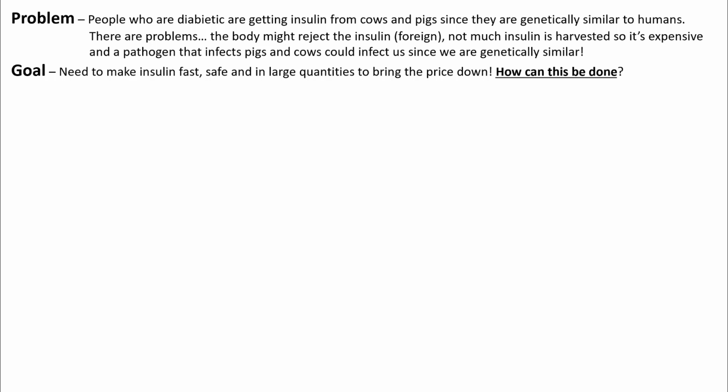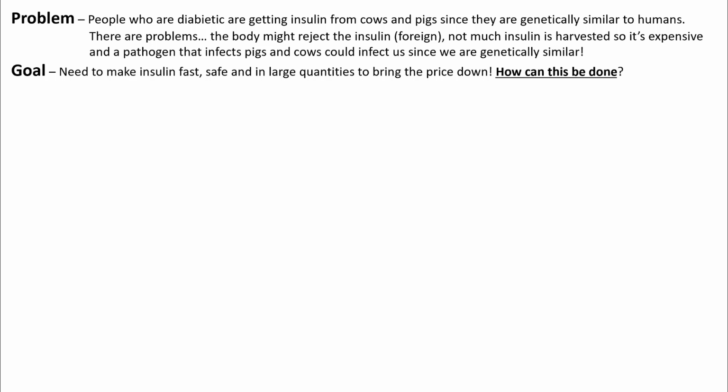Also, there's not much insulin to be harvested. When you get it from a pig or cow, it's harder to get. And also, since we're really closely related to cows and pigs, there could be pathogens that could be transferred from cows or pigs to us that could affect us as well. So there's a lot of problems with using cow or pig insulin, which was used for a long time until genetic engineering took place. So the goal, we need to make insulin fast, safe, and in large quantities to bring down the price. How can we do this?